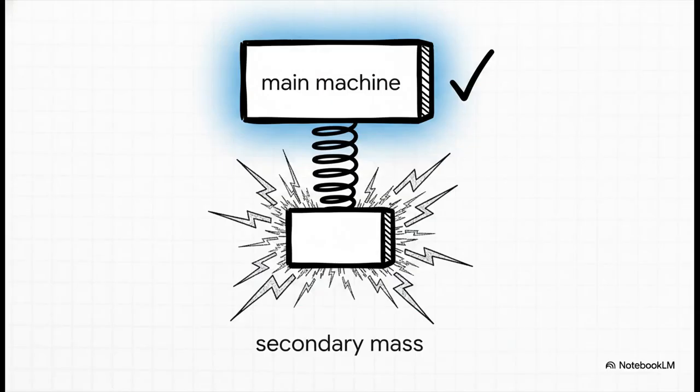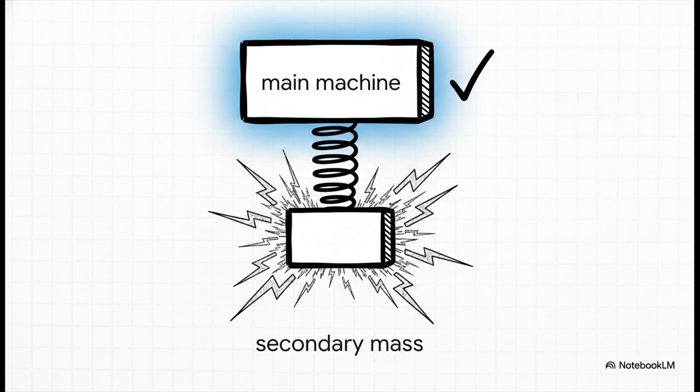By forcing that numerator to zero and just moving the terms around, we extract this incredibly elegant tuning equation. Omega squared equals k2 divided by m2. This proves mathematically that the absorber will completely neutralize the force on the main machine precisely when the absorber's own natural frequency matches the machine's excitation frequency. The secondary mass vibrates violently so the primary mass doesn't have to move at all.